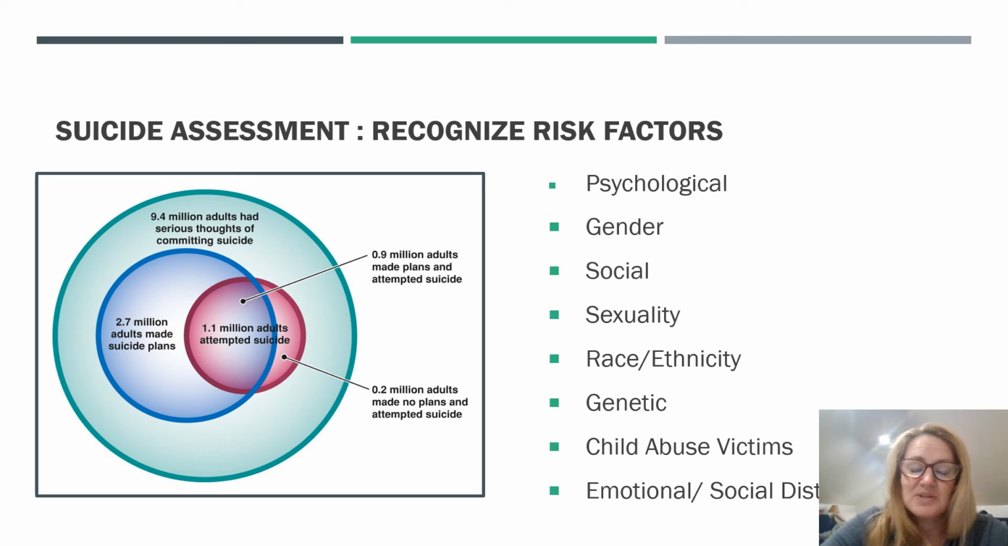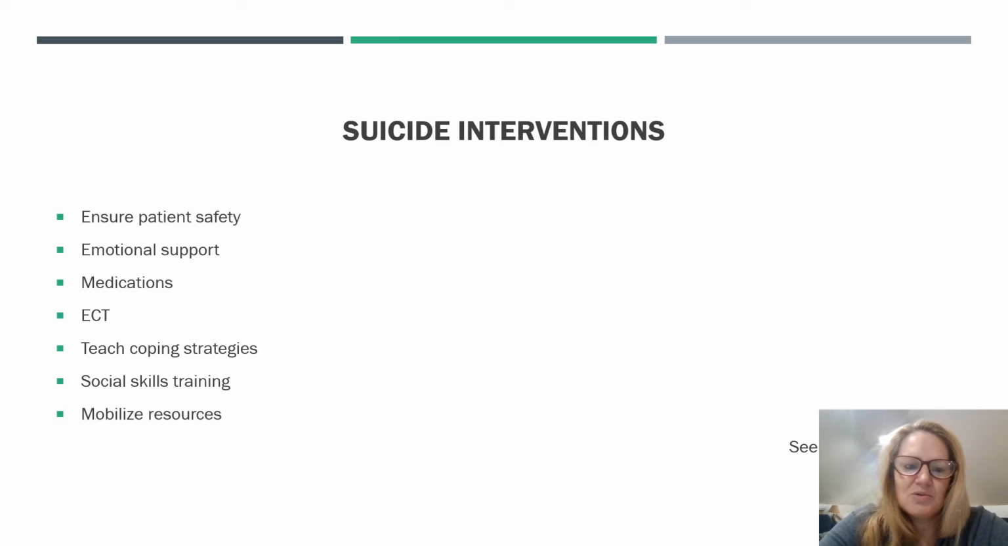Risk factors for suicide. Another interesting chart, but some of the things I talked about: LGBTQ people are definitely at higher risk for suicide. People that have suffered trauma and abuse along the way. There are genetic factors that play into severe depression, race, ethnicity, religion. So all of those things have a role. So with suicide interventions, you just want to ensure patient safety.